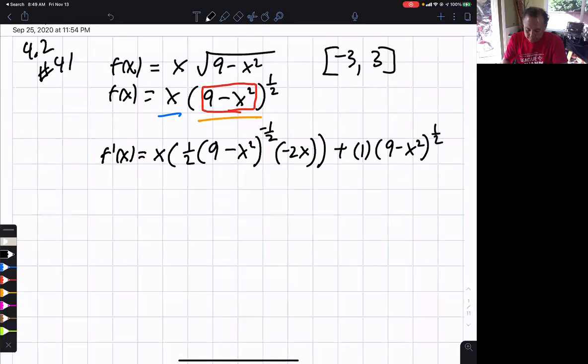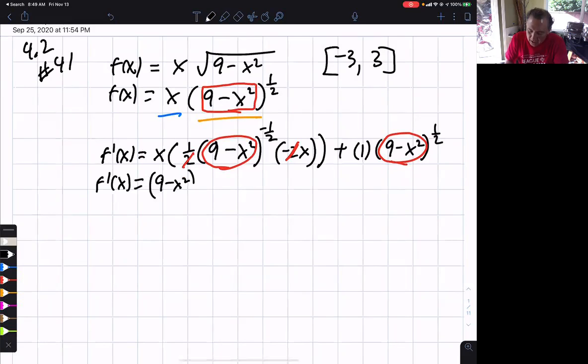At this point, this 2 cancels with that 2, which is very nice. And we're going to factor out a common factor. They both have a 9 minus x squared, so we're going to take that out in front. I'm going to show you another way to do this. There's two ways. Both ways are okay. This way works better when you have multiple terms and multiple different exponents. But the other way is fine also. So since I have a 9 minus x squared common to both, I'm taking that out. But the rule is you always take out the lowest power. The lowest power is negative 1/2.